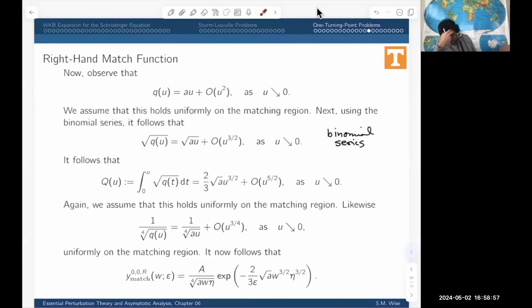And I do that in a similar way. If I know that I have a two-term expansion for Q, I can use a binomial series to show that 1 over the 4th root of Q of U is just 1 over the 4th root of A times U. That's the leading order term, plus a correction term, which is big O of U to the 3/4 power as U goes to 0. Still going to 0 as U goes to 0, no problem.